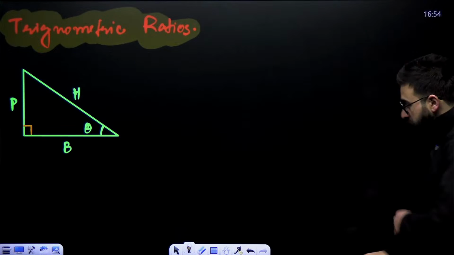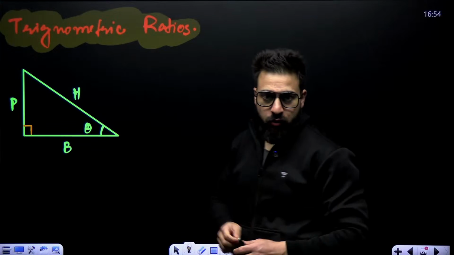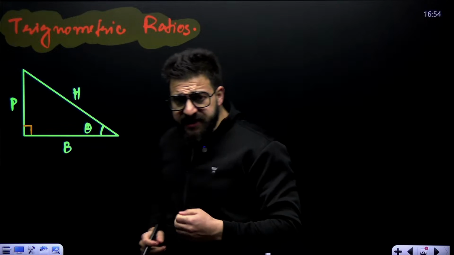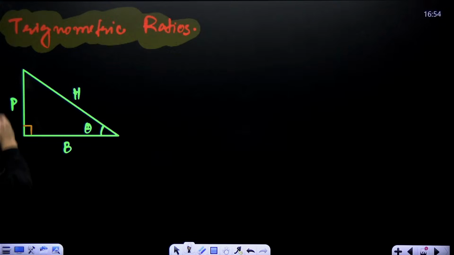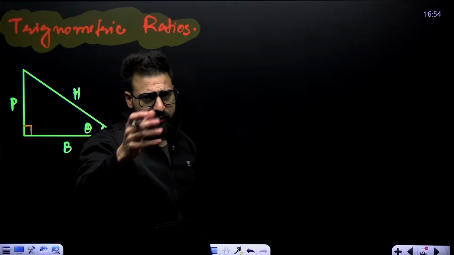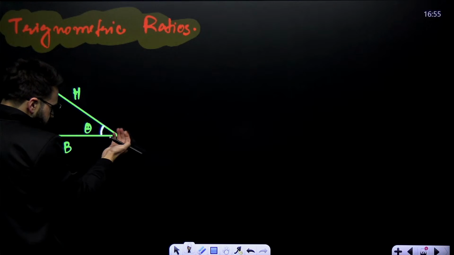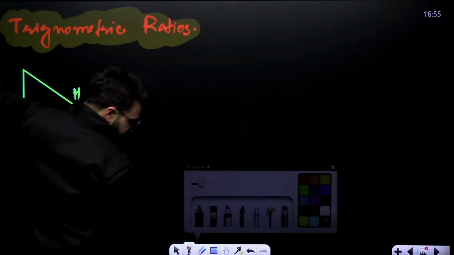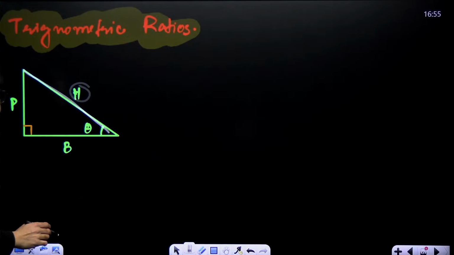Okay, guys. Let's take a look at the trigonometric ratios. When it comes to the trigonometric ratios, let's suppose I'm taking a triangle over here, and this triangle has an angle of theta. This side is what we call the hypotenuse of the triangle.